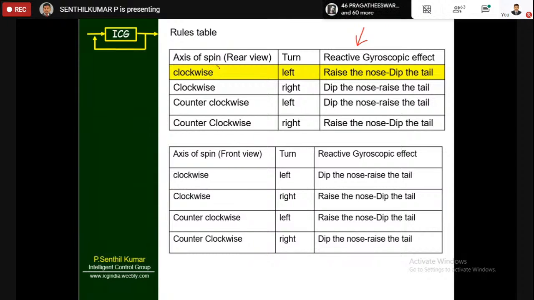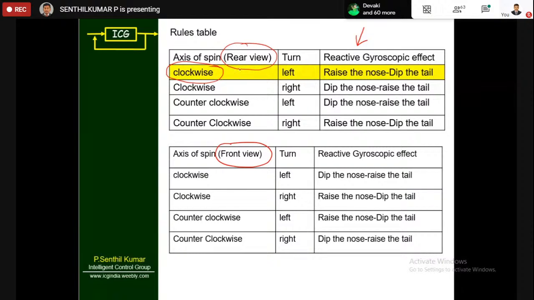Okay, what is the axis of spin? Imagine you are inside the aeroplane. Whatever you view from inside your aeroplane is called rear view. Sometimes imagine you are in front of your aeroplane, then it is called front view. Anyway, we focus only on rear view, because as a pilot I will always be inside the aeroplane. You can't say I am a pilot going to turn the aeroplane but I am outside the aeroplane. So as a pilot, always inside the aeroplane, which means rear view.